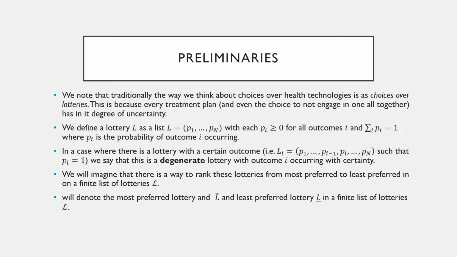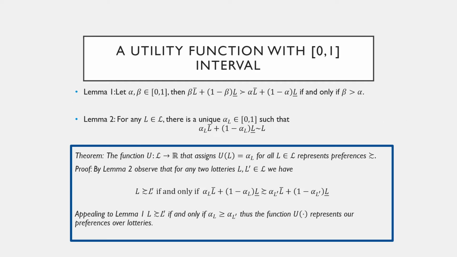We imagine that there is a way to rank these lotteries from most preferred to least preferred on this finite list of lotteries, script L. We note that there is a most preferred lottery, L bar, and a least preferred lottery, lower L bar, in this finite list of lotteries. This is all we have to know for right now.